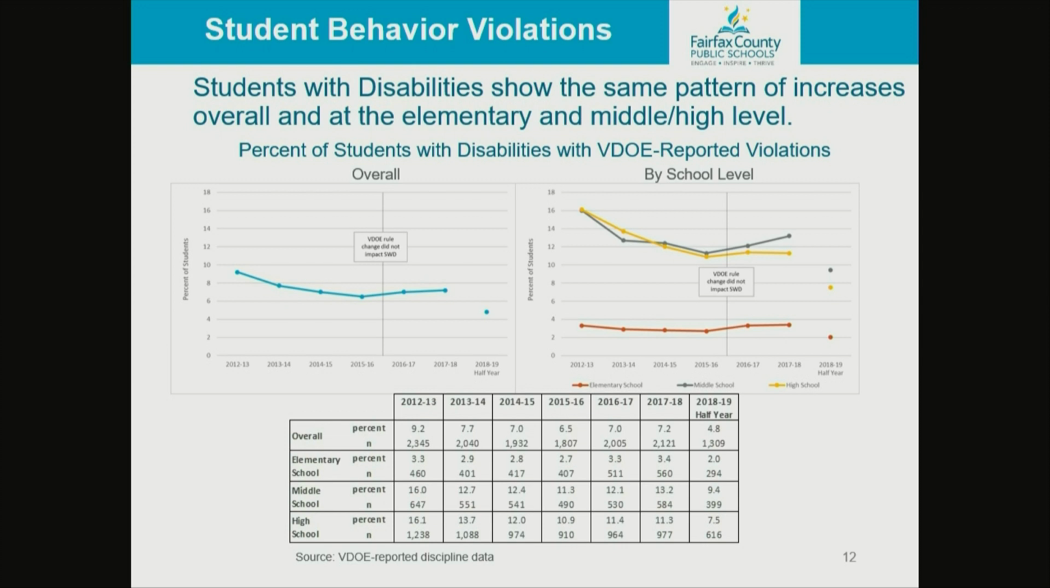Now I'm moving on to slide 12, and I'll be talking more in depth about certain subgroups of students so you can see some information about them as well. Here, if you look at the last 3 years, you'll see a slowly increasing percent of our students who were students with disabilities that have been involved in VDOE reported violations. And this is true not only overall in the division, but you generally see that same pattern of increases across time at each of our school levels, with the sharpest increase happening at our middle school level, and the highest number of students also at the middle school level.